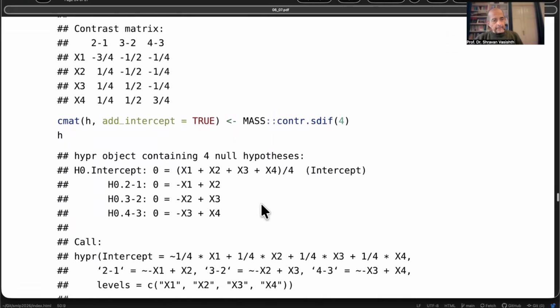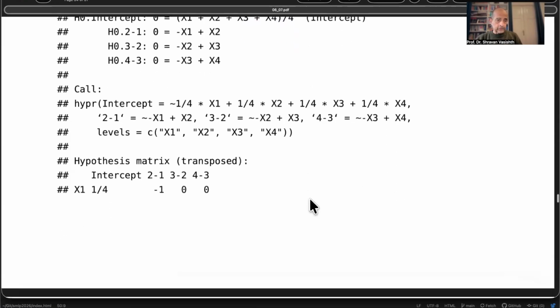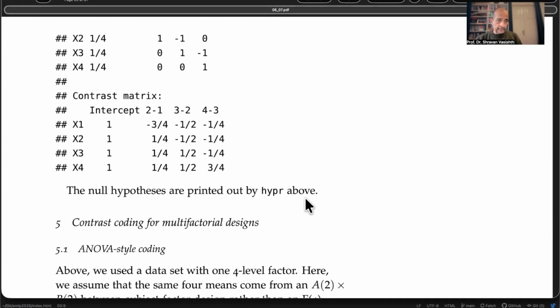And now again, if you add the intercept, same situation, but you've added the intercept, now you get four hypotheses. The first one is again that the grand mean is equal to 0, just like in the Helmholtz contrast, right? And so if you look at the hypothesis, the contrast matrix, sorry, you'll see this new column here, and then again the same weights, right? So the point is the weights don't actually change, the contrast matrix doesn't change for the slopes, but you do need to account for the intercept always.